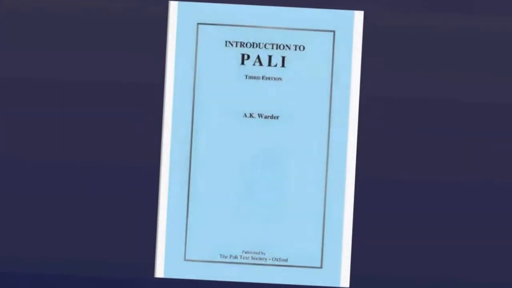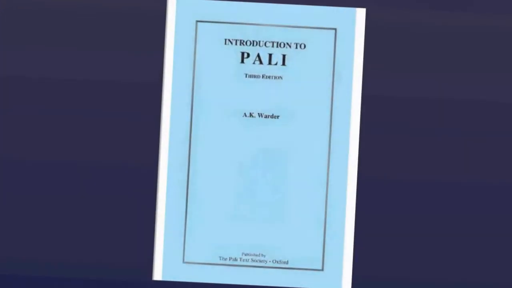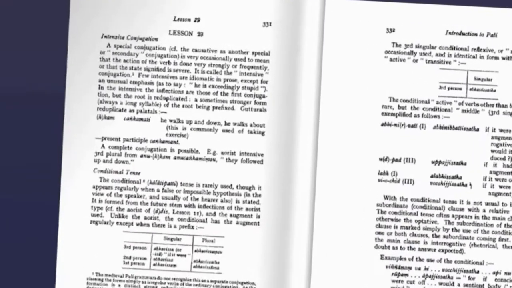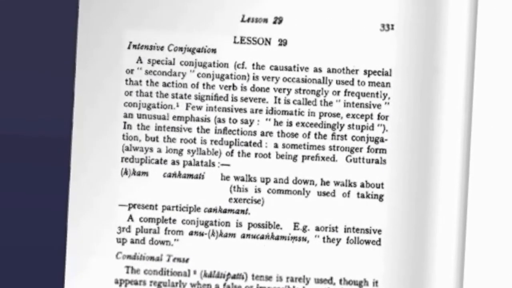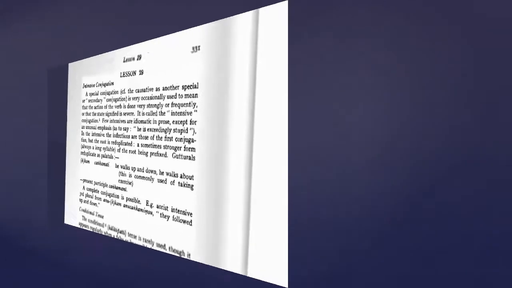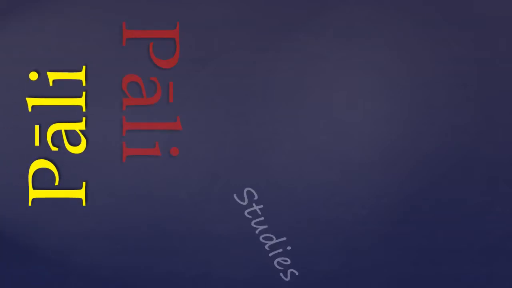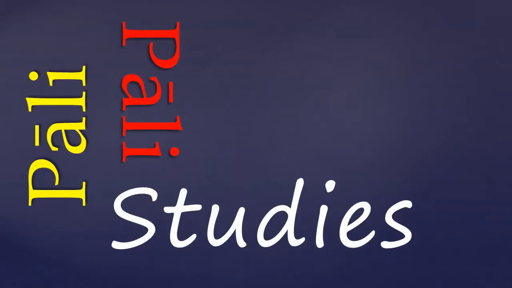Hello everyone, and welcome back to this companion to A.K. Warder's Grammar Guide, An Introduction to Pali. In this tutorial we come to lesson 29, where we look at the intensive secondary verb derivation, the conditional mood and conditional clauses, as well as clearing up some rare declensions. This is Pali Studies on the Learn Pali channel.